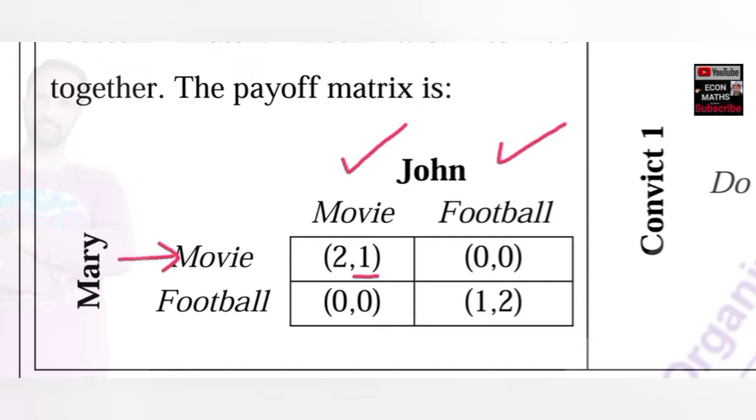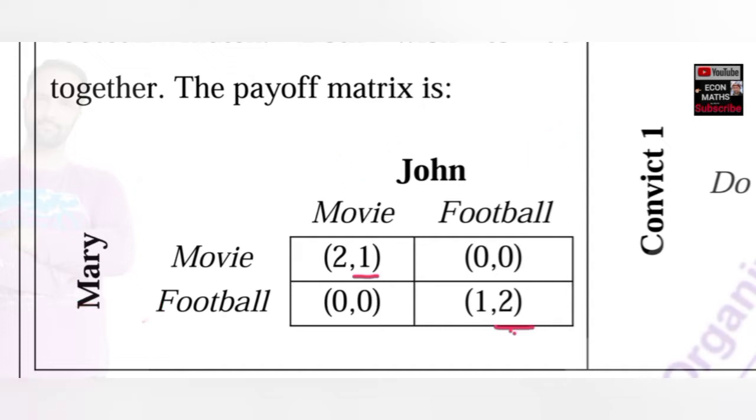Okay, so for that let me rub this out here. Now let us see what happens if Mary goes for football. Again John has two options, either to go for movie or to go for football. Movie gives him 0 as payoff, football gives him 2 as payoff. Obviously 2 is greater than 0, so John will choose to go for football. Let me rub this whole stuff out here.